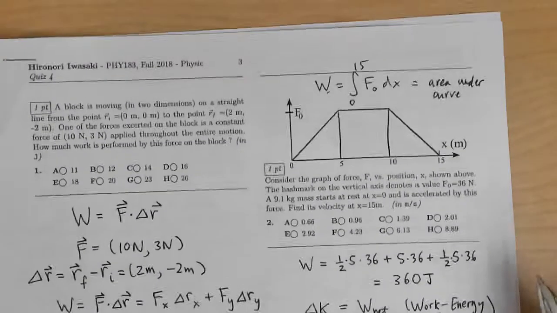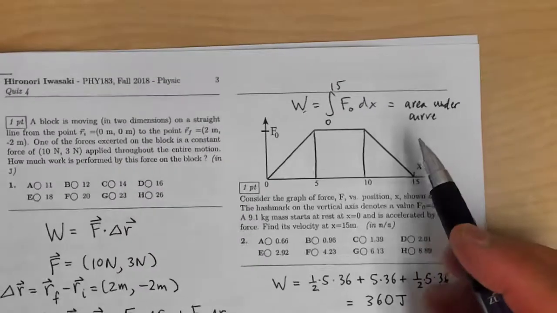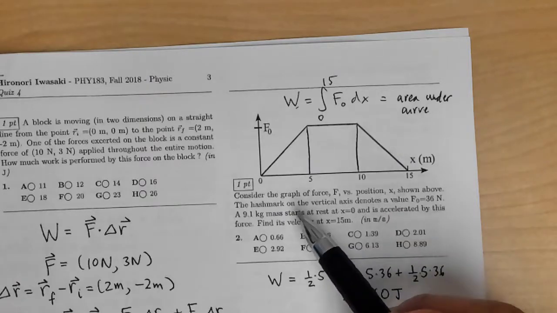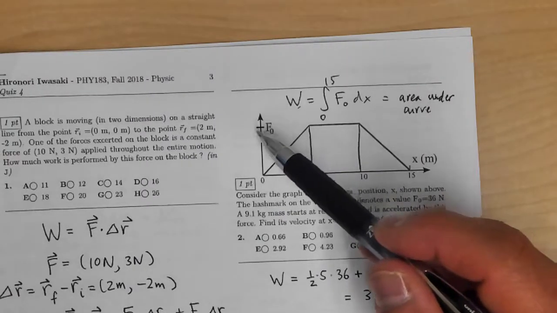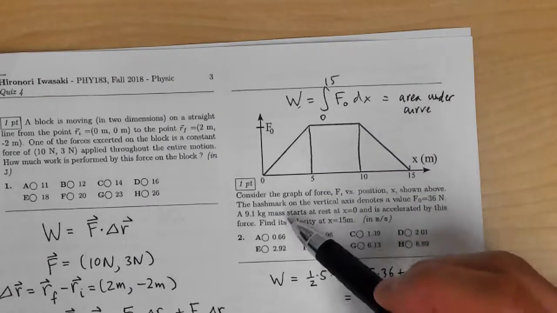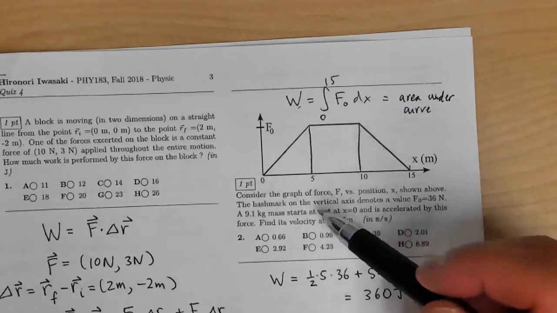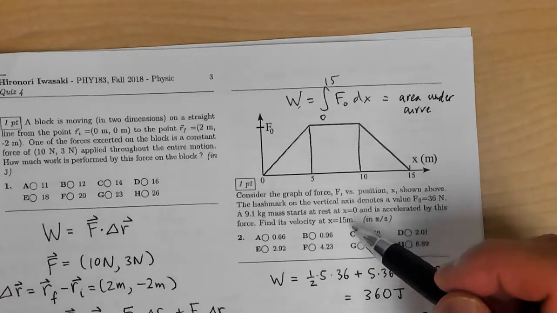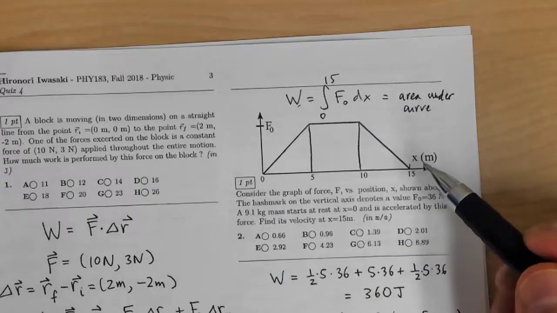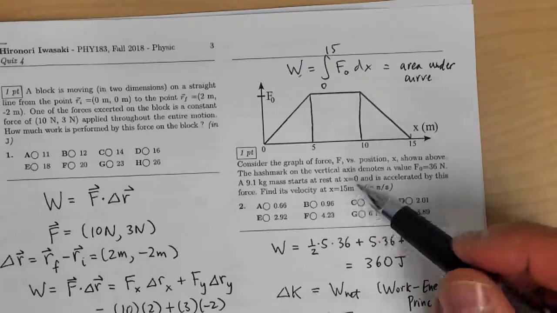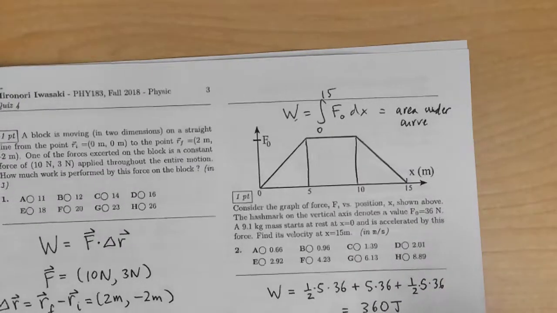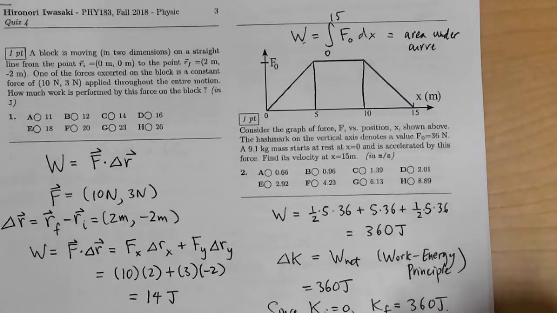Next problem. We consider the graph with force versus position x, as shown. The hash mark on the vertical axis is 36 newtons. A 9.1 kilogram mass starts at rest at x equals 0 and is accelerated by this force. Find the velocity at 15 meters. The idea is we're going to calculate the work done by this force. Then we'll use the work energy principle to figure out the final kinetic energy that will tell us how fast it's going.